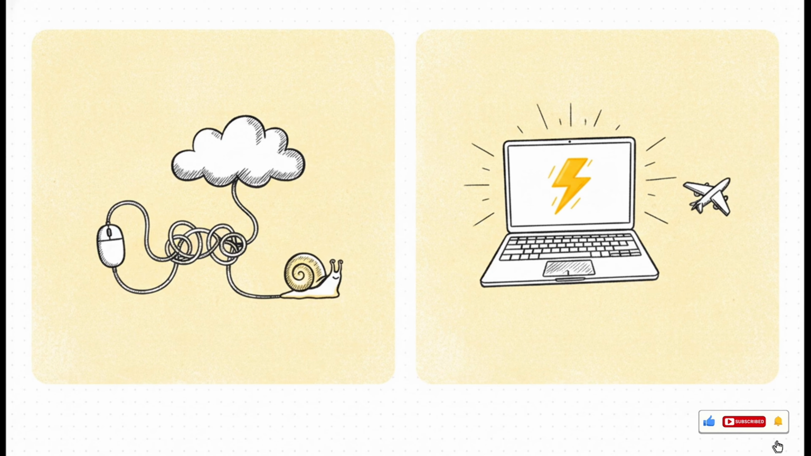Contrast that with the gold standard, true desktop quality apps. Think of Apple Notes, Figma, or Linear. When you click something in Apple Notes, the action happens instantaneously, whether you're on high-speed Wi-Fi or sitting in airplane mode at 30,000 feet. That immediate zero-latency response, that is exactly what we're chasing here.